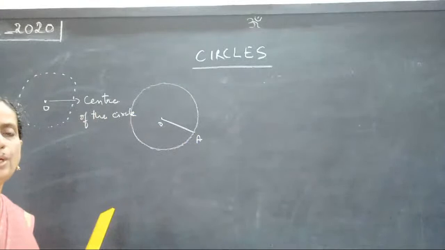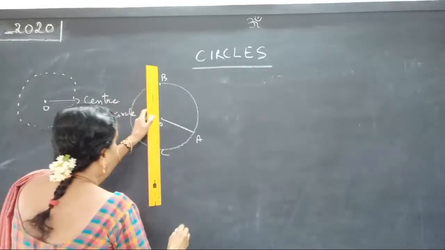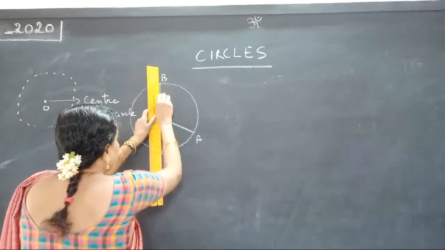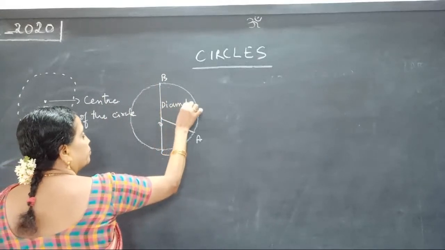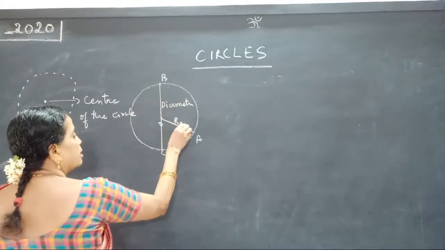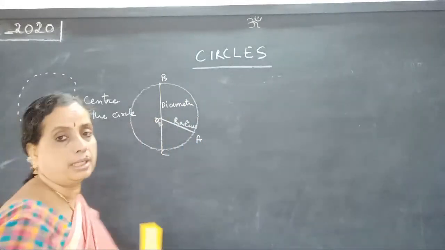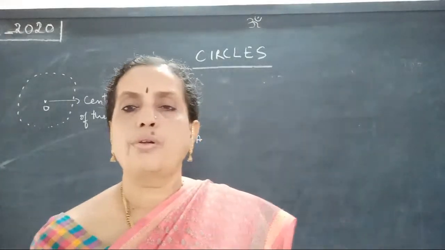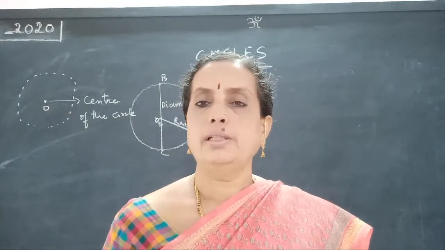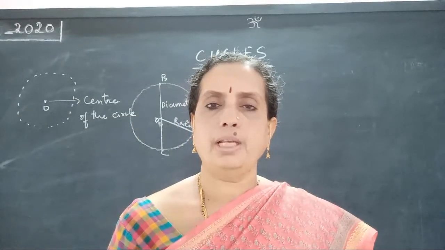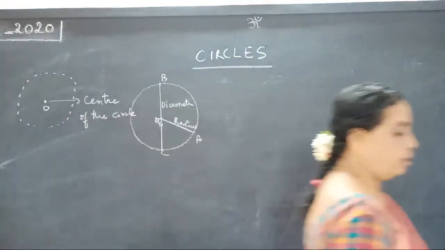If I join any 2 points on the circumference of a circle and the line passes through the center of the circle, then this is the diameter. This is the radius. I hope you know the relation of diameter and radius. Radius is half of the diameter, or diameter is double the radius. Is it clear?